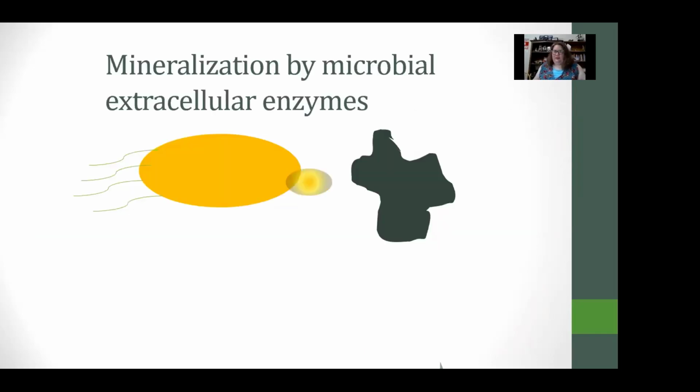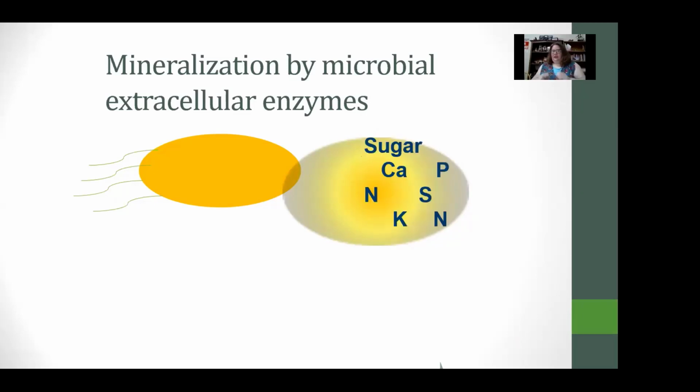Here's what's happening. Our microbes are going to release their enzymes into the soil. So they're spitting their digestive juices into the soil. Those touch the organic matter, they break it down, they release the nutrients, and then the microbe is going to pick those up.